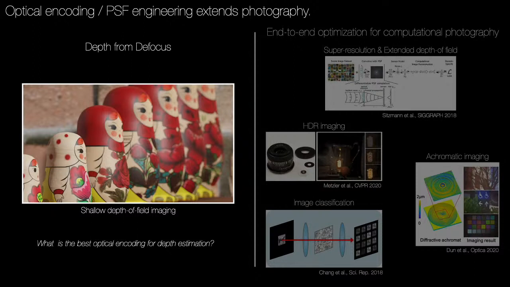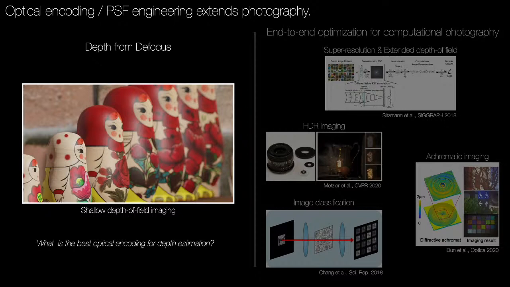But the situation changes if the image has some optical blur. The blur encodes some depth information so that we can estimate the absolute depth from the blur. So our question is, what is the best optical encoding for the depth information?